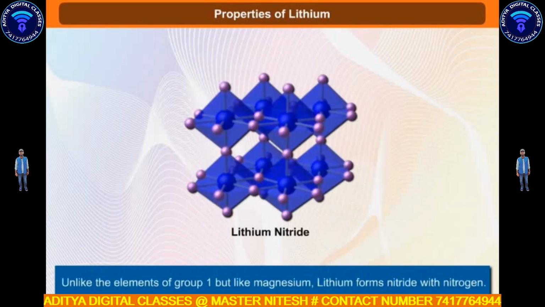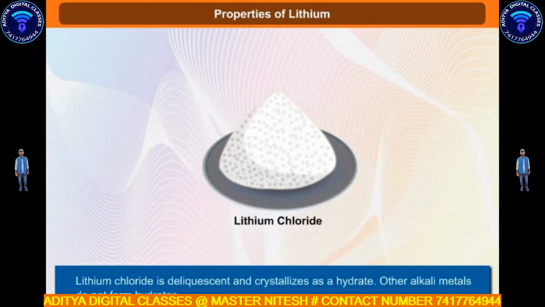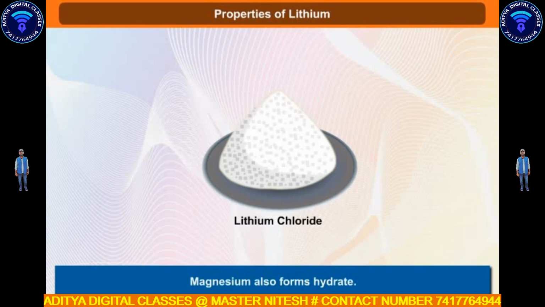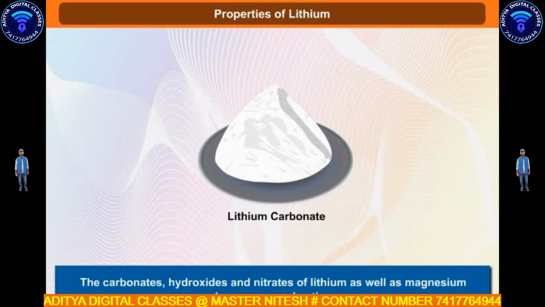Unlike the elements of group 1, but like magnesium, lithium forms nitride with nitrogen. Lithium chloride is deliquescent and crystallizes as a hydrate. Other alkali metals do not form hydrates. Magnesium also forms hydrate. The carbonates, hydroxides, and nitrates of lithium as well as magnesium decompose on heating.